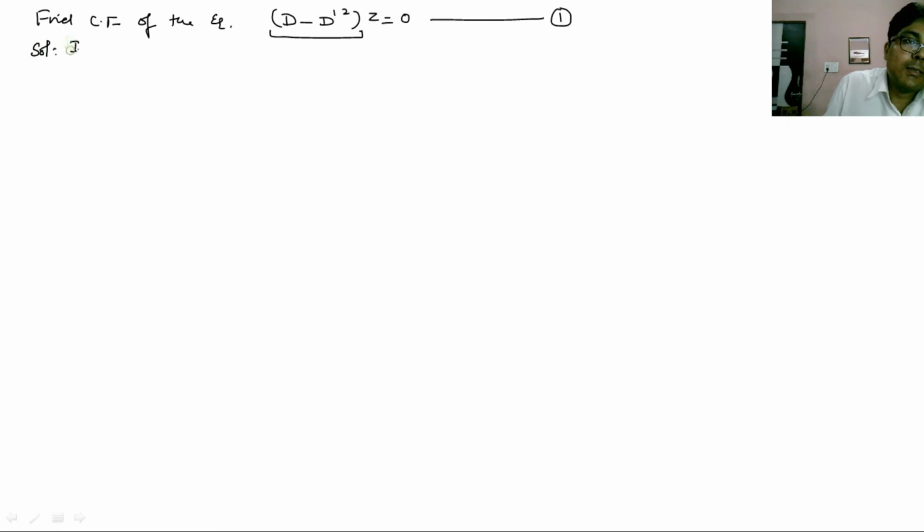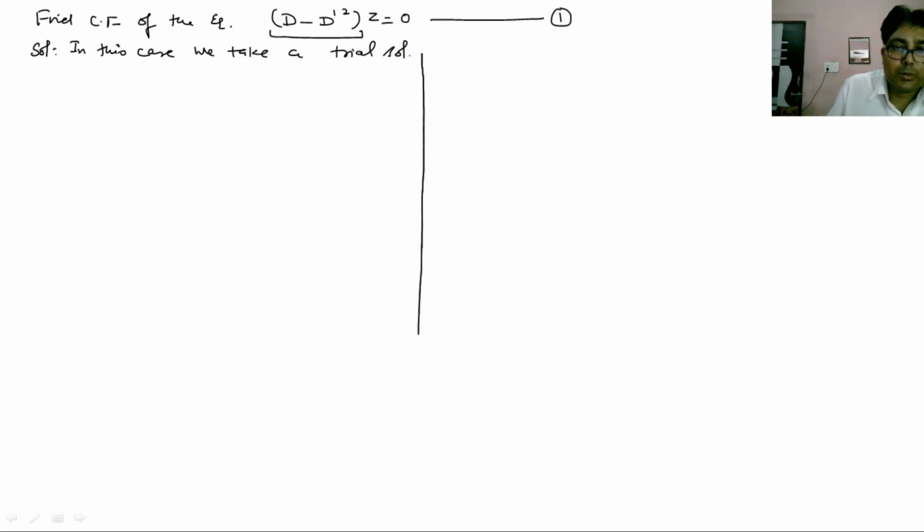So in this case we take a trial solution: z = a e^(hx+ky). Clear? Trial solution. Equation second is the solution of equation first, so this solution satisfies equation first.